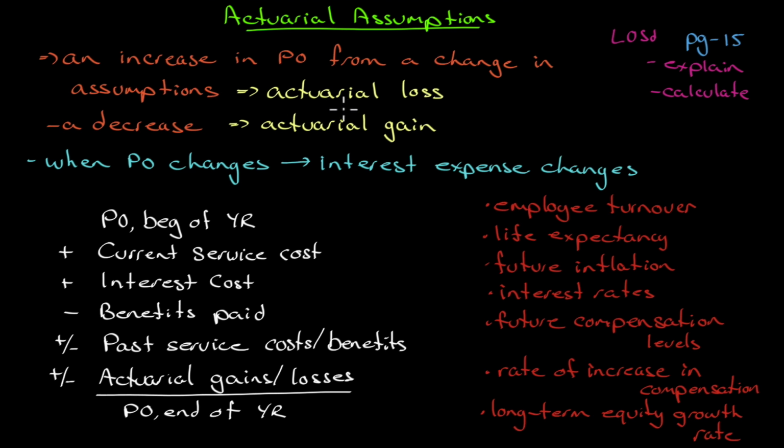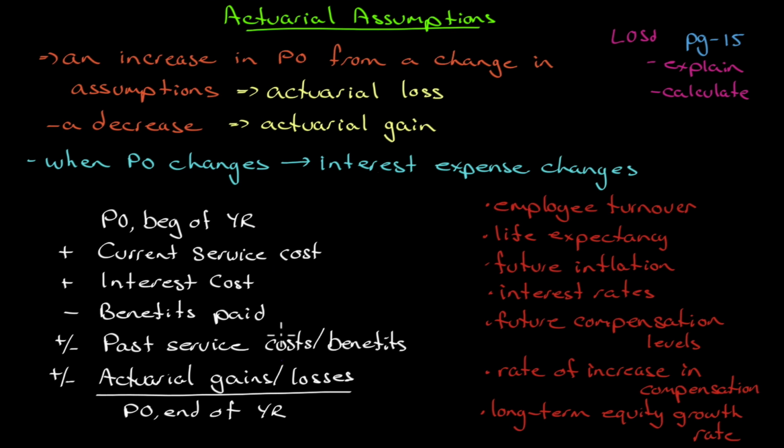And if we decrease our pension obligation because of a change in an actuarial assumption, we call that an actuarial gain. And when the pension obligation changes, the interest expense changes, because remember, the interest expense is the net pension liability or the net pension asset multiplied by the interest rate. Well, if we change an assumption and we change the PO balance on which we're multiplying the interest rate, the interest expense component changes.